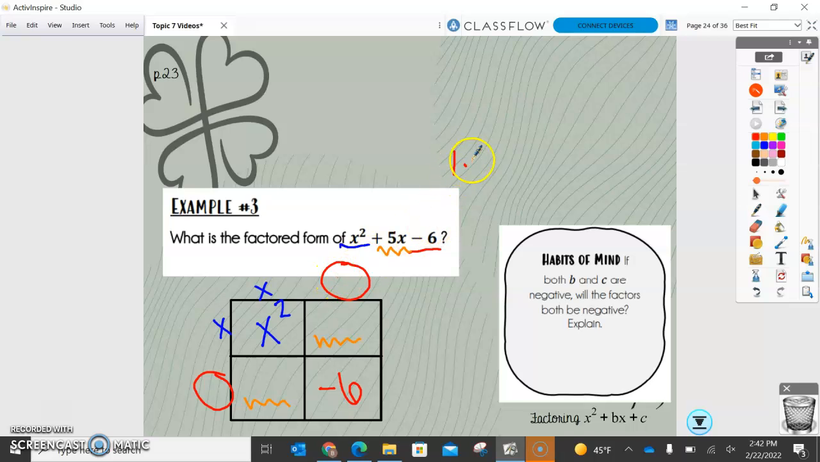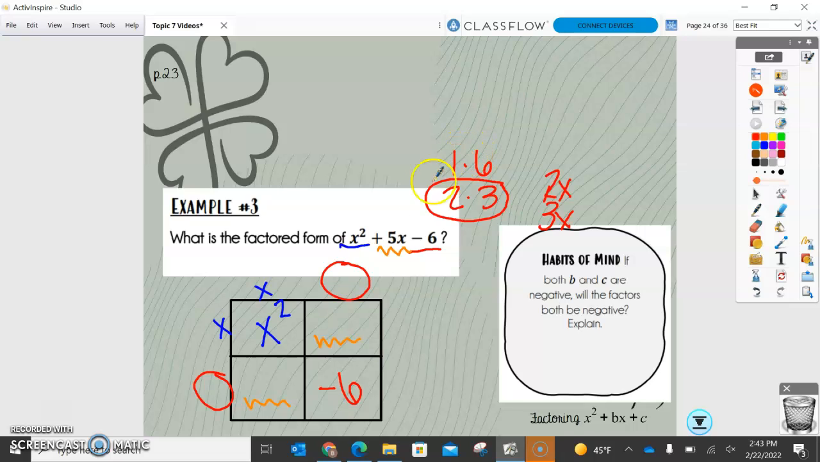Let's think of things that make 6. 1 times 6 and 2 times 3. Many students will think, oh look, 2 plus 3 is 5. Sure, that's true. But if you had a 2x and a 3x, neither of them would be negative, and you need one of those to be negative.